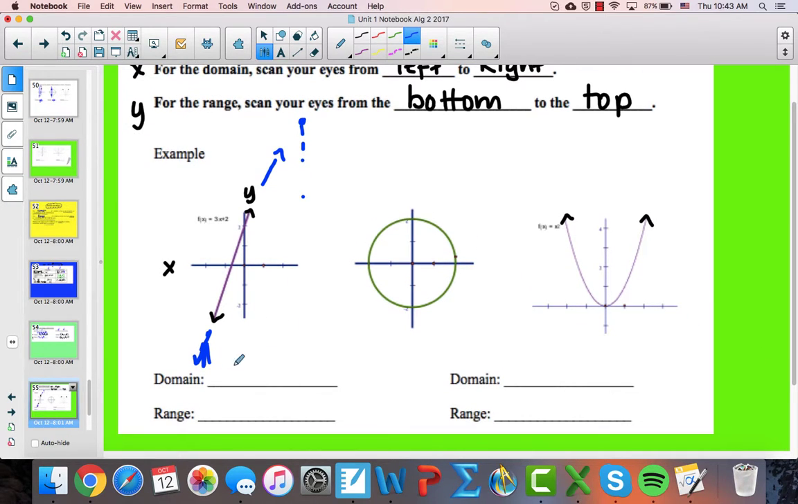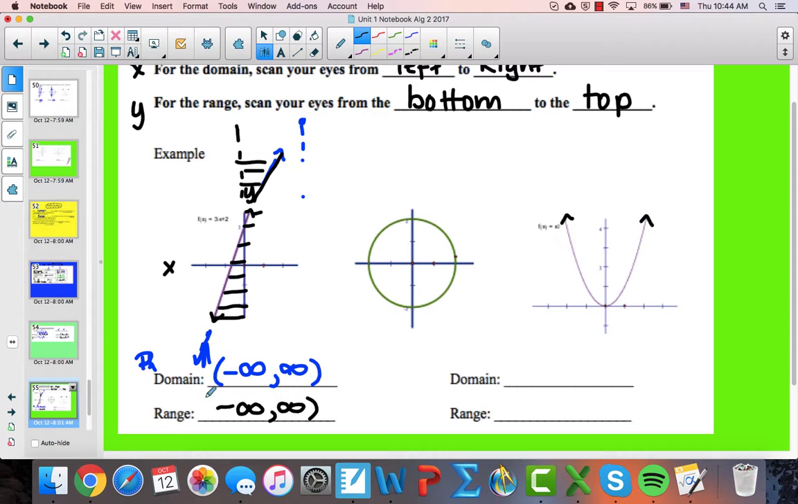So as a domain, that would be negative infinity to infinity, all real numbers. I'm going to put that as well. Now the y values, we look from the bottom up. This is going to have a y value along the y-axis everywhere, and then when it gets up here, it's going to switch this way. It's going to have a y coordinate anywhere on the y-axis. Again, that means every real y is going to be in the range. So that's negative infinity to infinity.